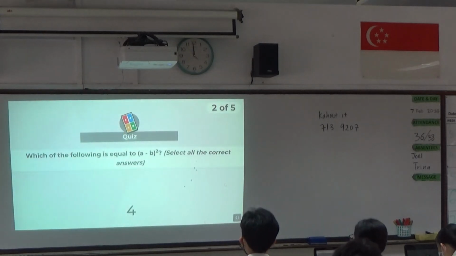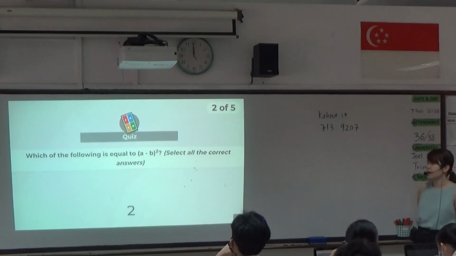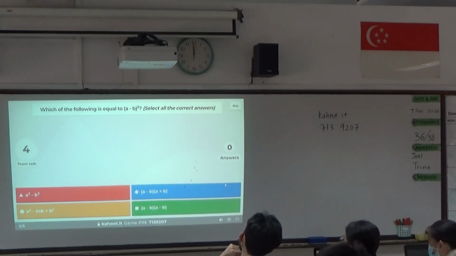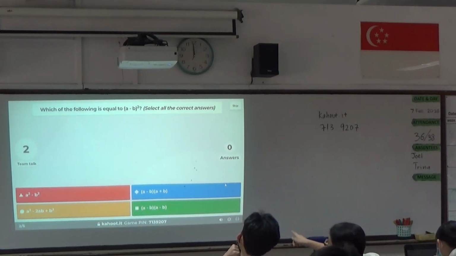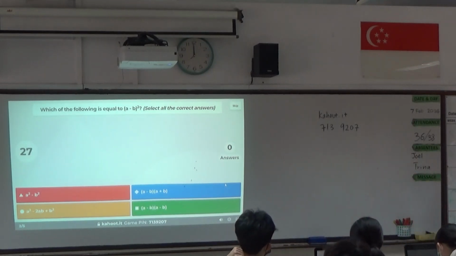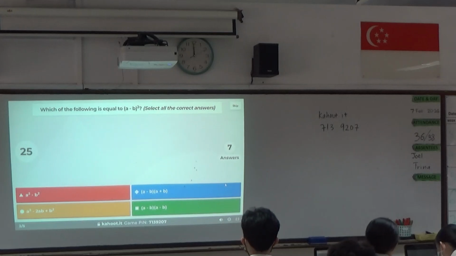Okay, multi-select. Which of the following is equal to (A minus B) squared? Okay, you can discuss first. You can select more than one. Multi-select. It can also be one.